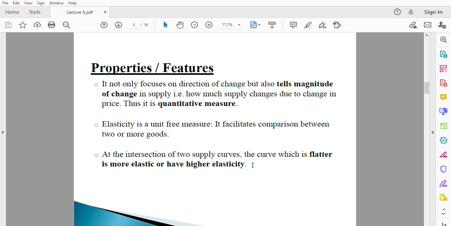The second is that elasticity is a unit-free measure. It doesn't have units like Ghana cedis, like four fingers of banana. No, it doesn't have. So when you calculate elasticity of supply, there is no unit attached to it, and that is quite advantageous. It facilitates comparison between two or more goods, two different goods. You can compare them by their elasticity. And the last is that at the intersection of two supply curves, the curve which is flatter is more elastic or has higher elasticity. So the flatter the curve, the higher the elasticity.